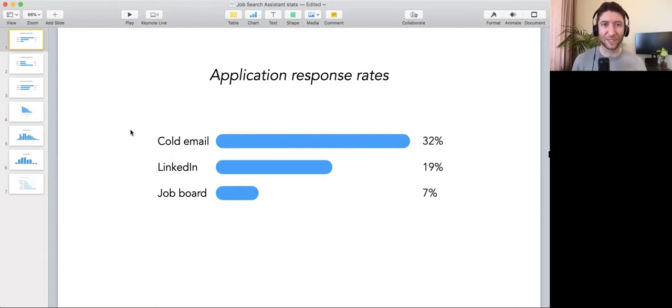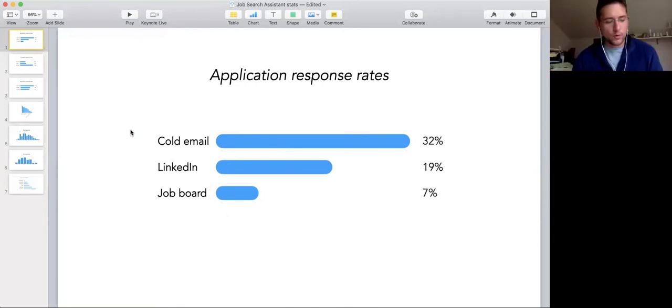But in terms of just hearing back, it looks like cold emails are doing solidly better than LinkedIn, and LinkedIn is doing solidly better than job boards. And of course, we talked already about how for job boards, in reality, this number is more like 1 to 2%, 1 to 3% for the median case. So what's going on here? Why are cold emails and LinkedIn doing so much better than job boards?